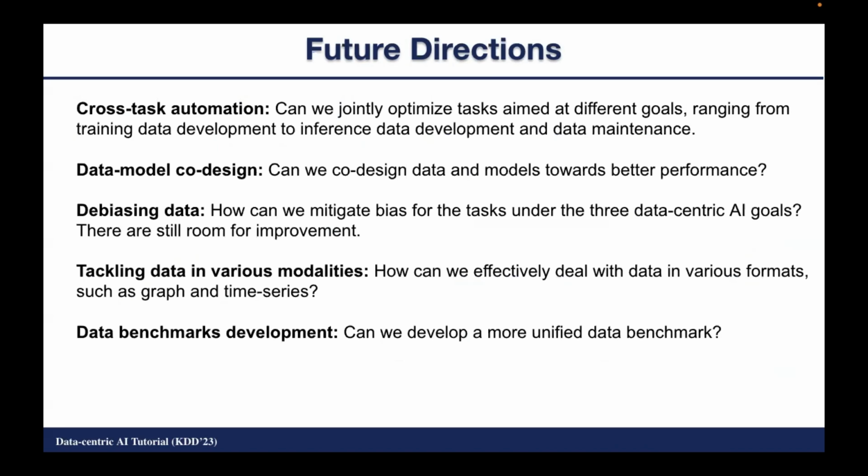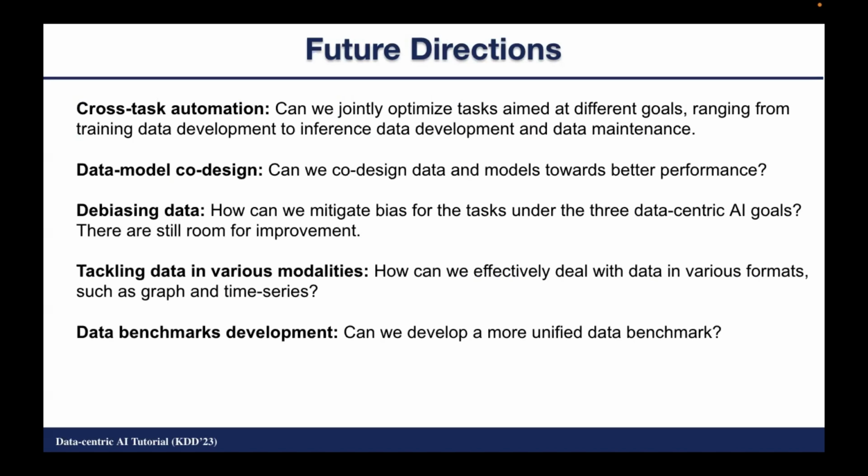First is cross-task automation. While we are dealing with a single task on a certain domain most of the time, sometimes we are dealing with multiple tasks under the same domain. How can we deal with those tasks, even across different domains? That is still ongoing work. Right now we are mainly focusing on optimizing data and models separately, with one fixed while the other is tuned. How can we optimize and design them together?